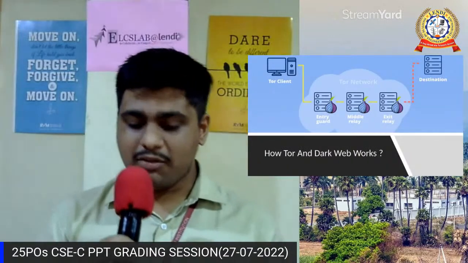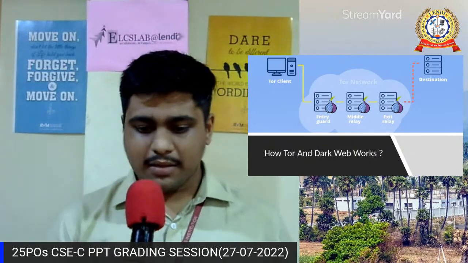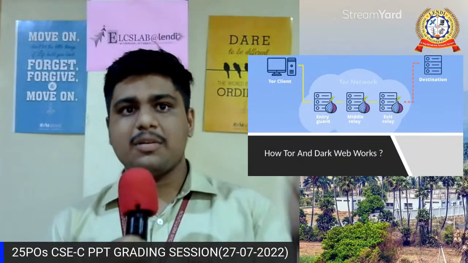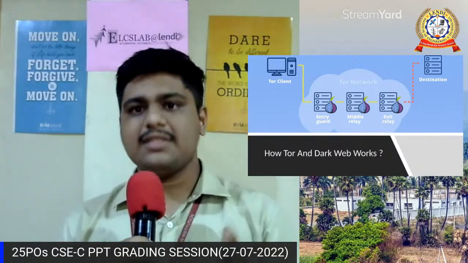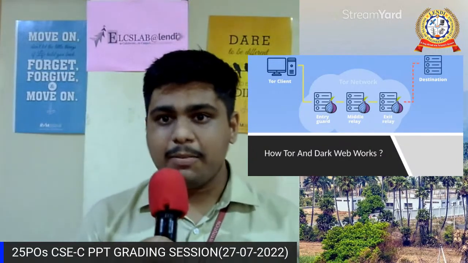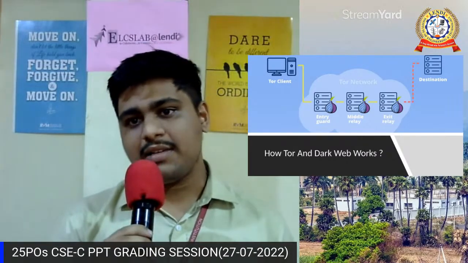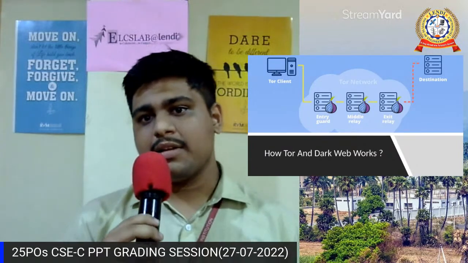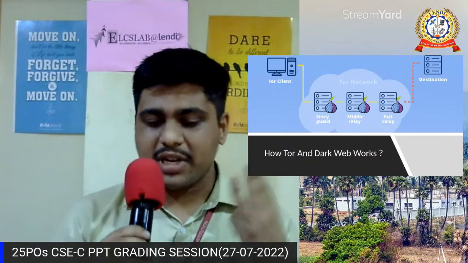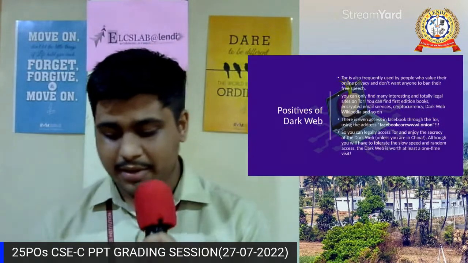How does the dark web work? If you want to access a normal website, the client requests, the server goes to the backend, and the backend gives us the requested resource. But when it comes to the dark web, it follows relays. There are three types of relays: entry relay, middle relay, and exit relay. Using these three relays, we get three-layer protection so that we cannot be traced by anyone.